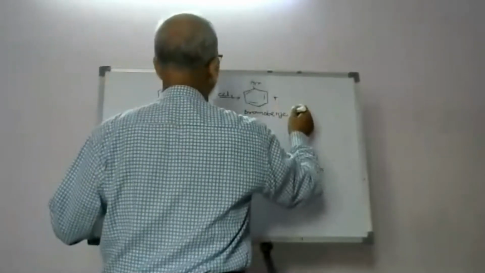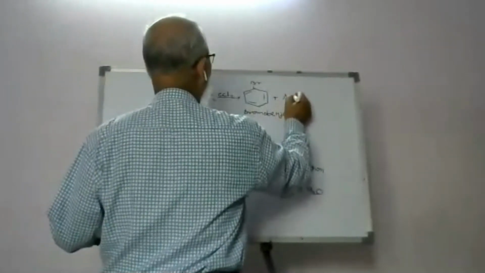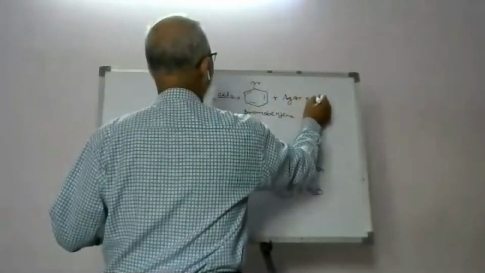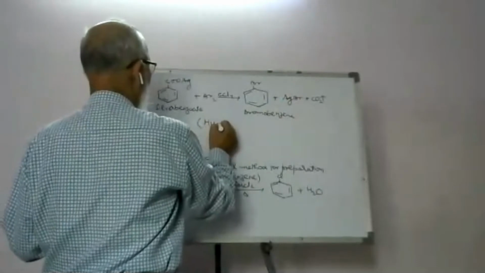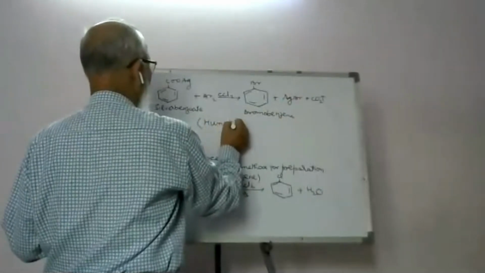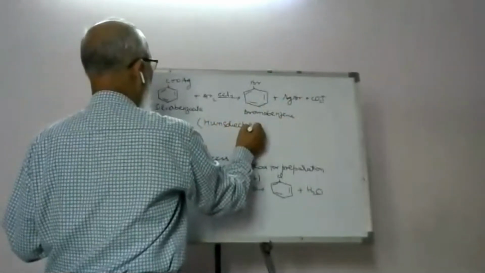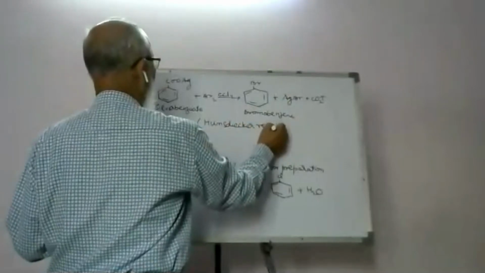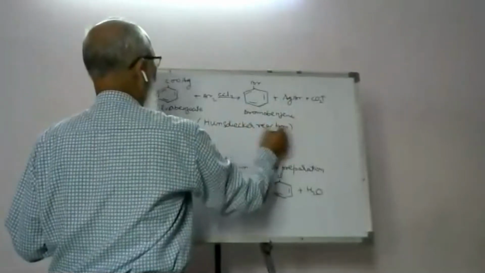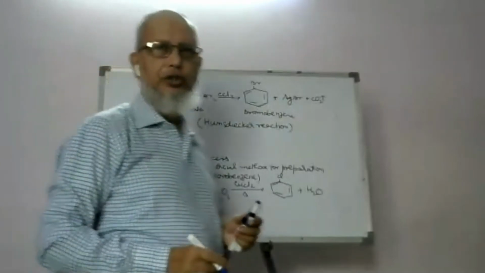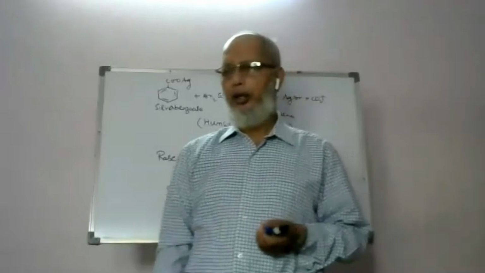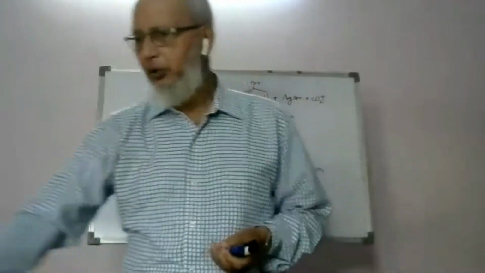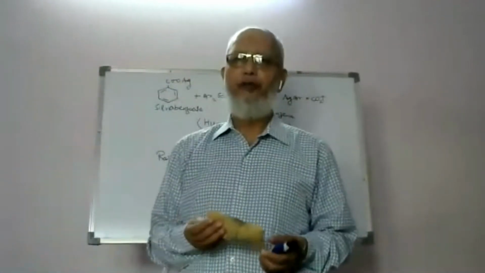Plus ADBr plus CO2. This reaction is known as Hunsdiecker reaction. So these were methods for the preparation of haloarenes or aryl halides, that is chloro, bromo, iodo and fluorobenzene.